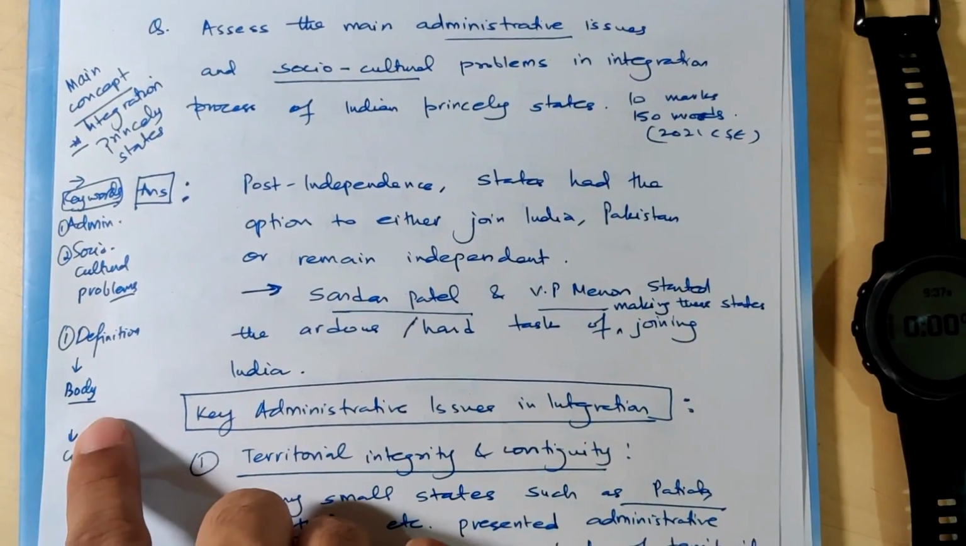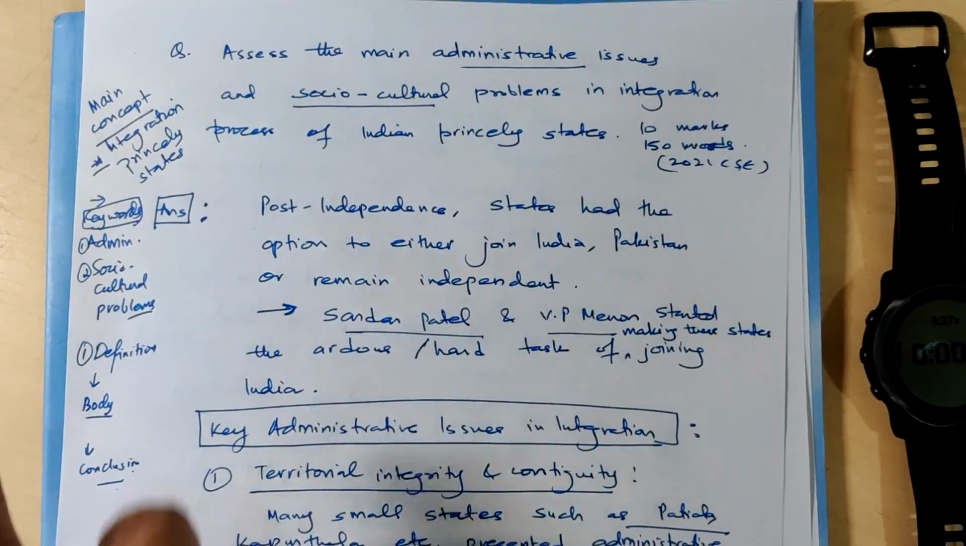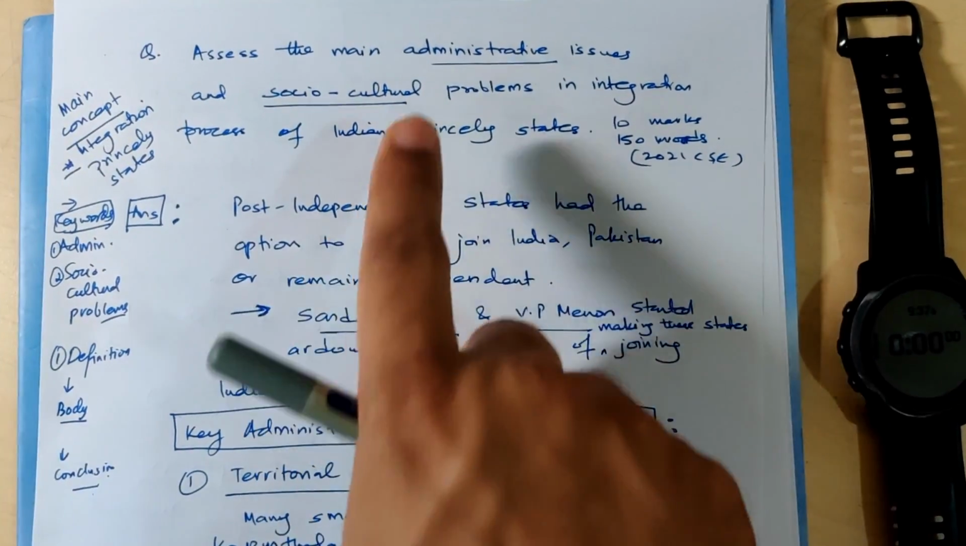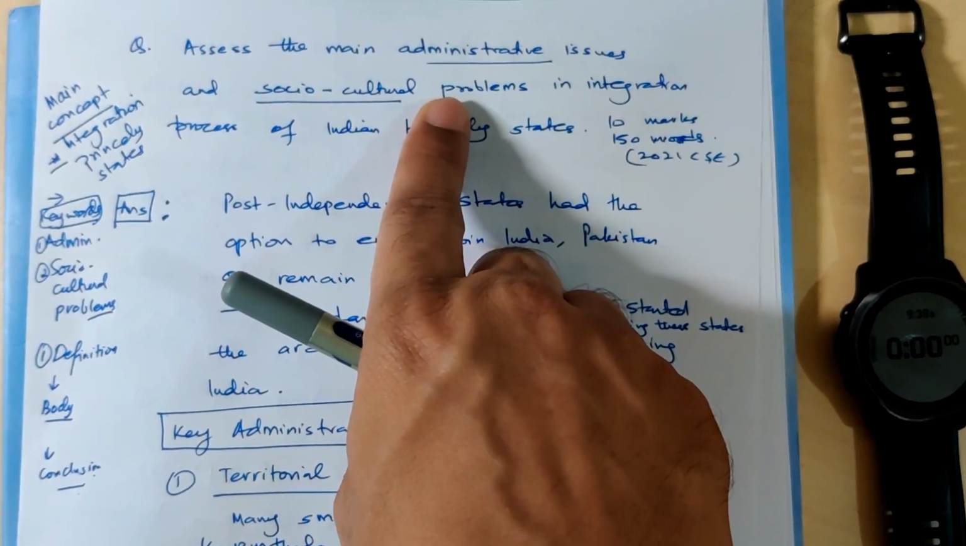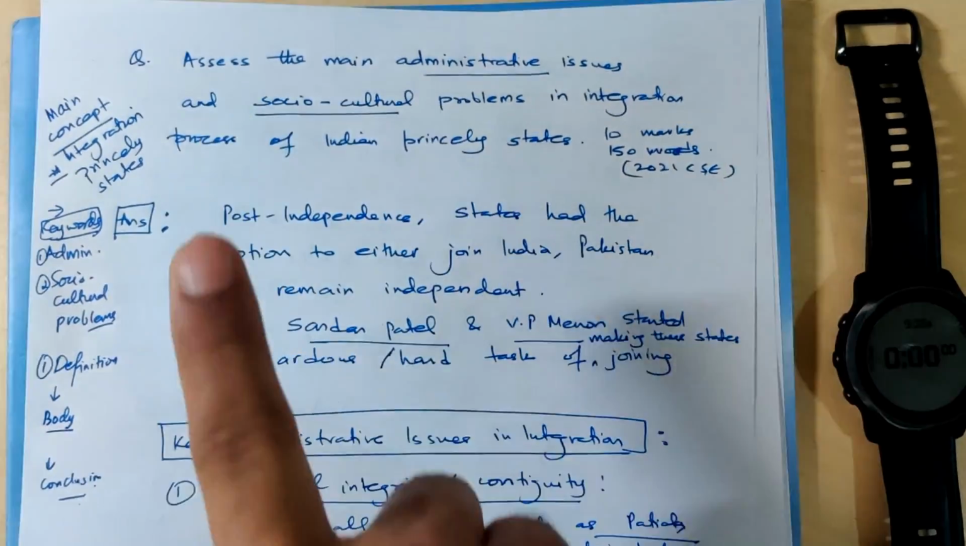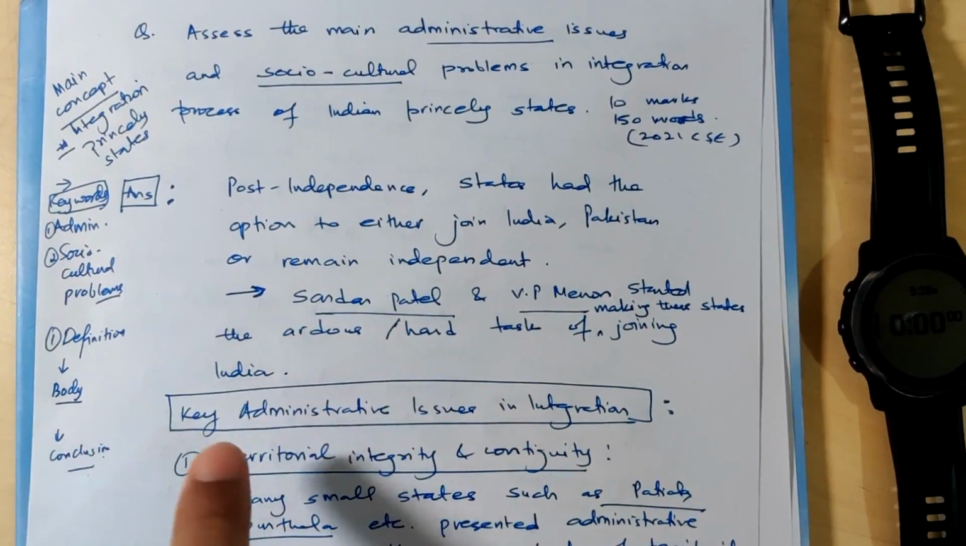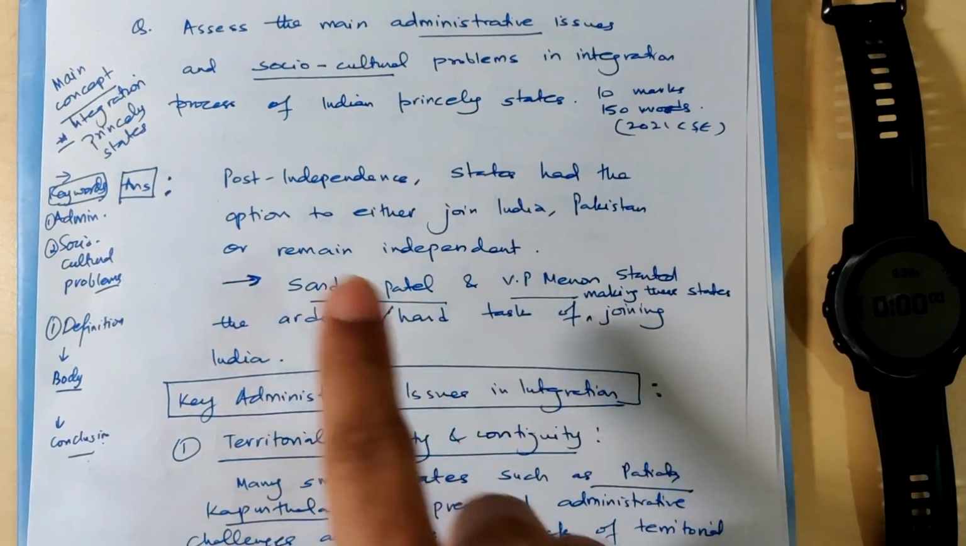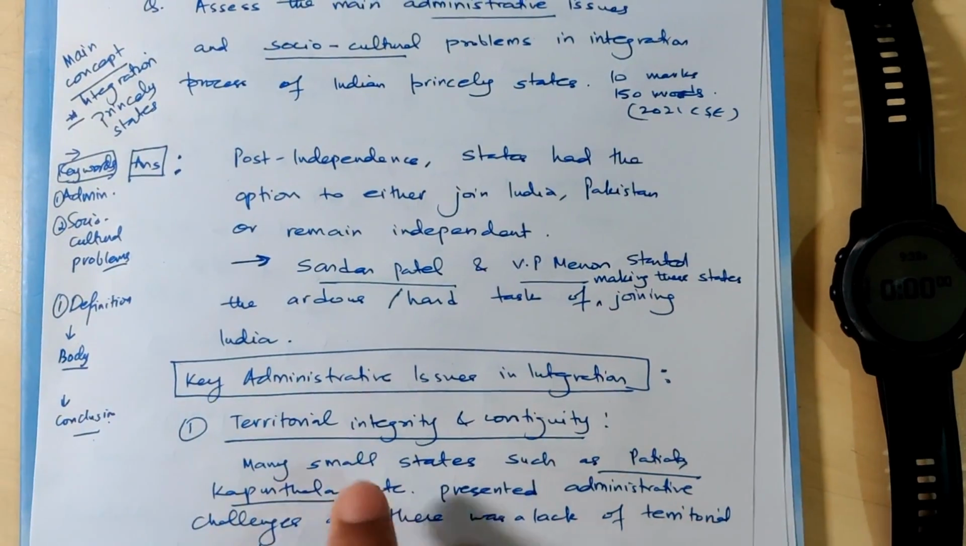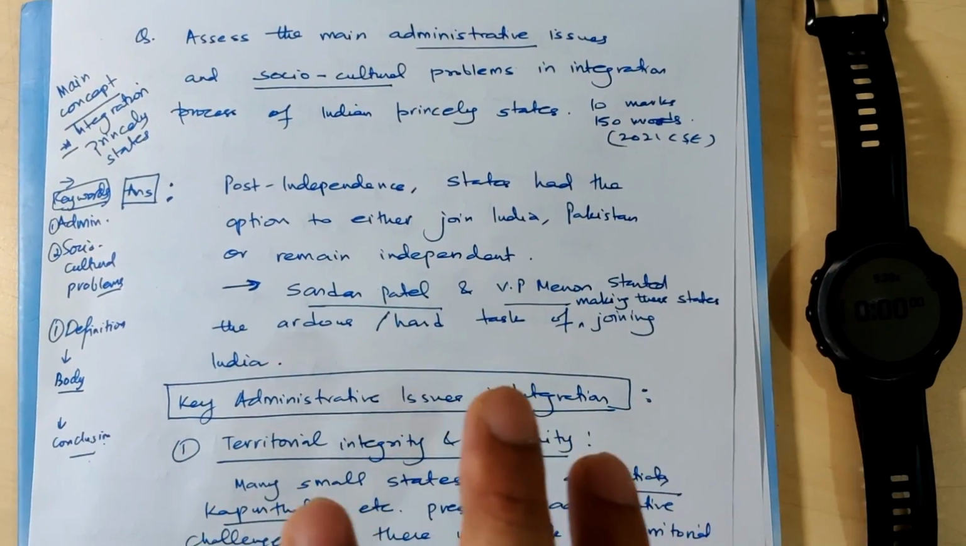Next, the body. Again, there are two main things asked by this question: administrative issues and socio-cultural problems. We have to assess them. So we will divide our body into two parts, which are administrative issues and socio-cultural issues. And finally we will conclude, and I will show you how to do the conclusion.